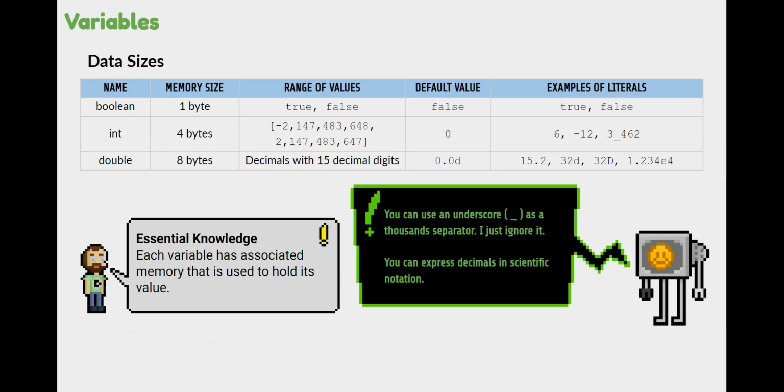So when we make an int, we can make an int anywhere within that range. The default value that it picks is 0, and we have our literals positive 6, negative 12, 3,462. The data type double takes up the biggest amount of memory. It takes up 8 bytes in memory, and it can store decimals with 15 decimal places. The default value is 0.0D, and our literals are 15.2, 32D, 1.234 times 10 to the fourth.